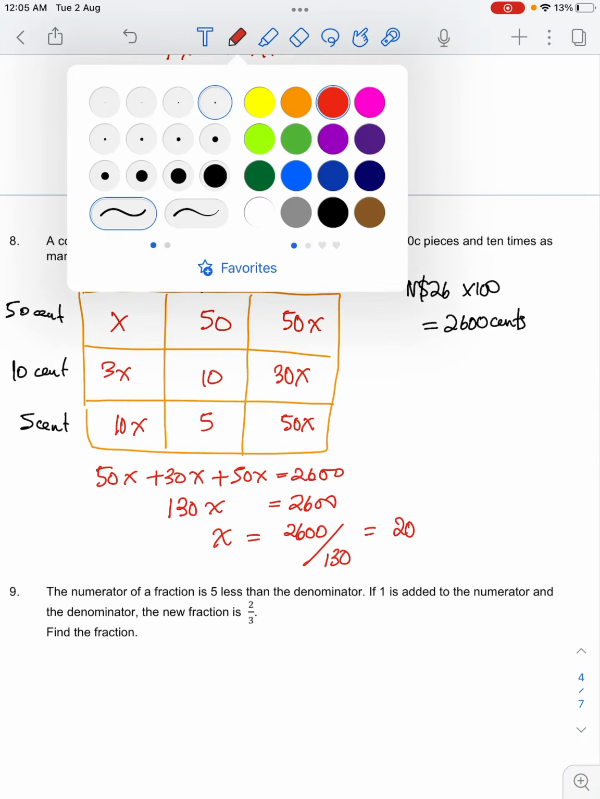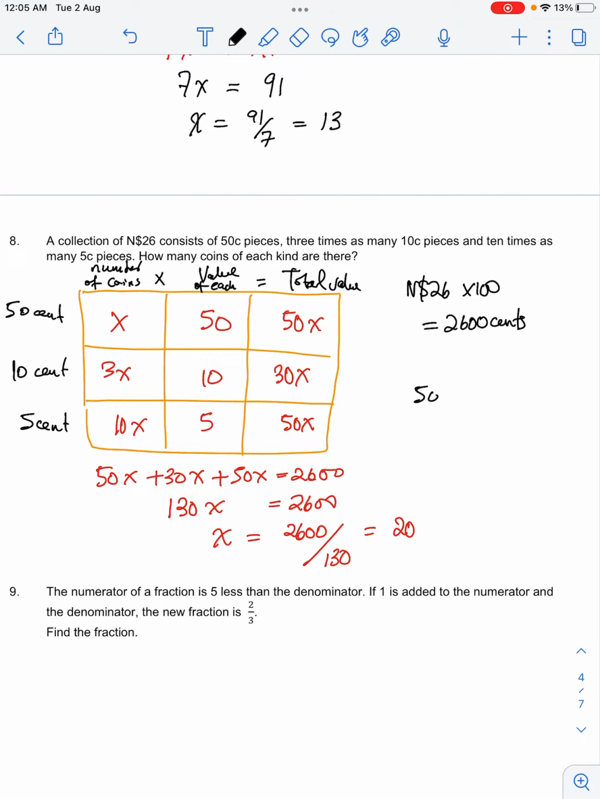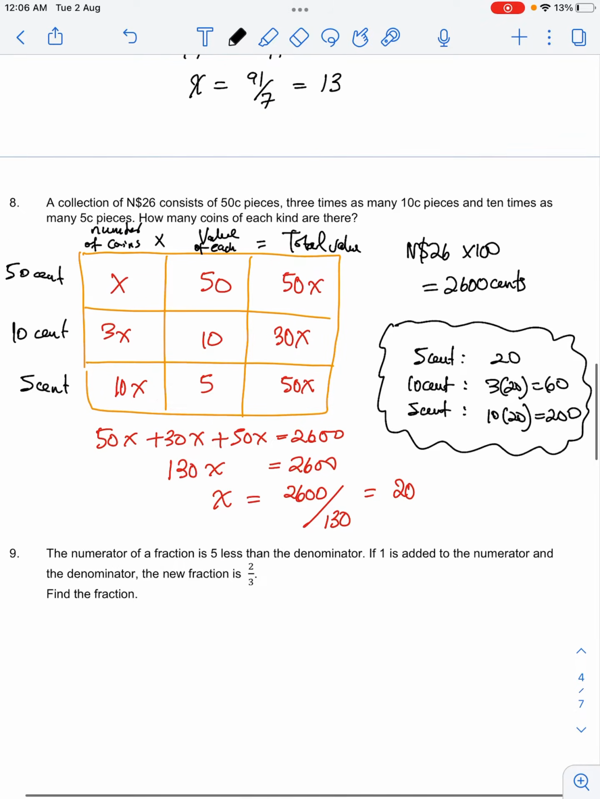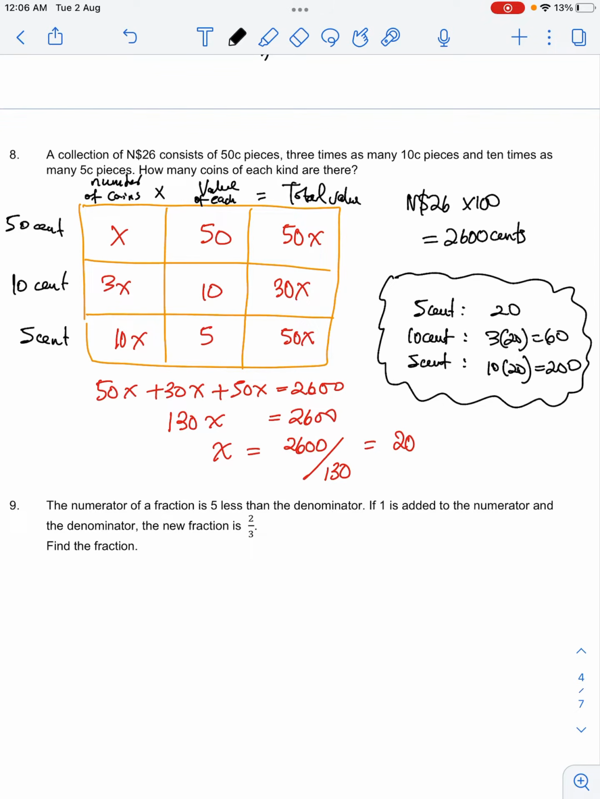So we can just go ahead and complete the story. The 50-cent coins will be 20. The 10-cent coins will be 3 times 20, which is 60. And then the 5-cent coins will be 10 times 20, which is 200. Okay, and that is the solution. You can go ahead and check the value, and you will see that the value of those coins will definitely give you $26 Namibian. Make sure that you can do that.